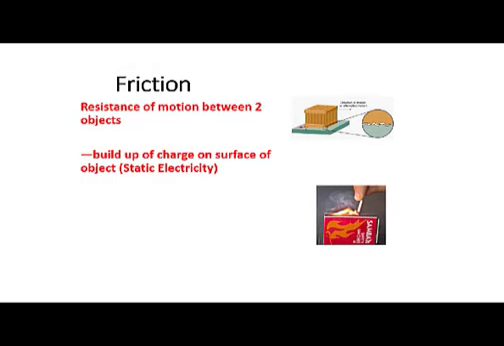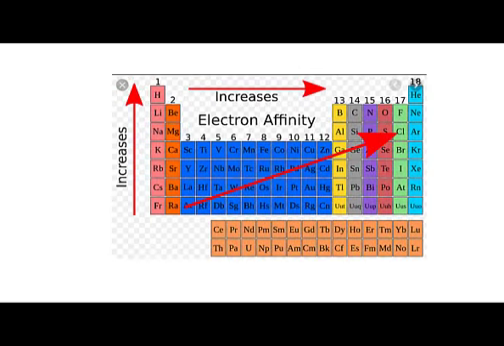Friction is what happens when you put your hands together and rub them for a while. You feel the heat. So when you rub two objects together, they resist each other and they create heat. Friction can cause electrons to be pulled from one object and added to another object. The key to understanding why friction allows electrons to move is by understanding the word electron affinity. So you're going to hear affinity quite often.